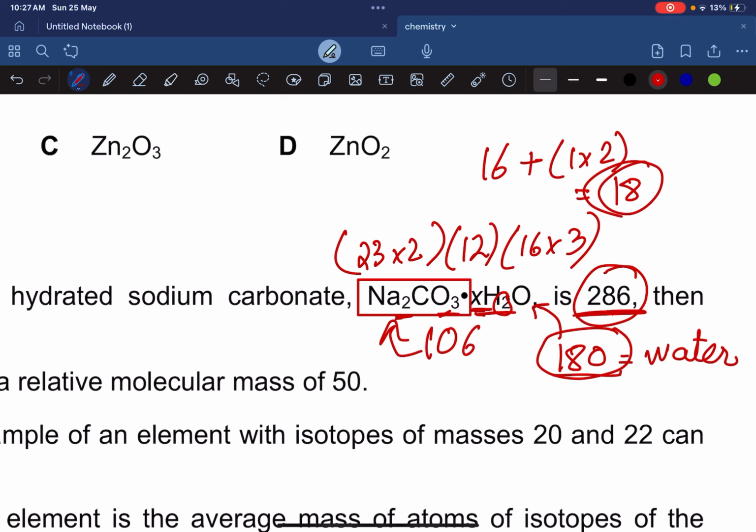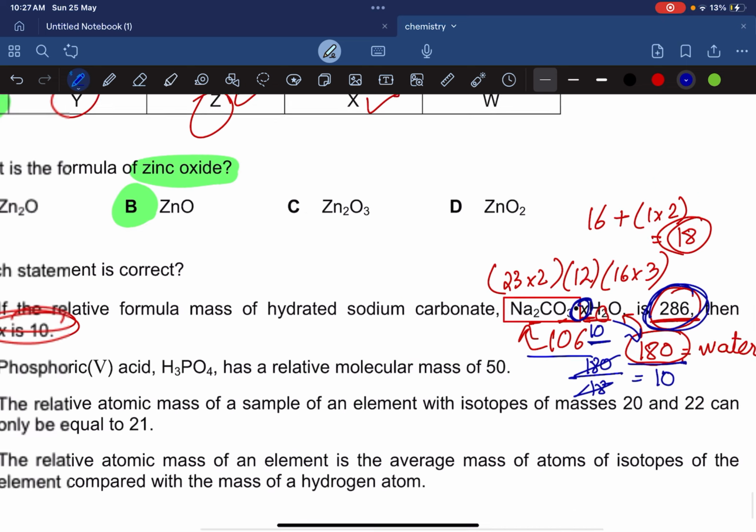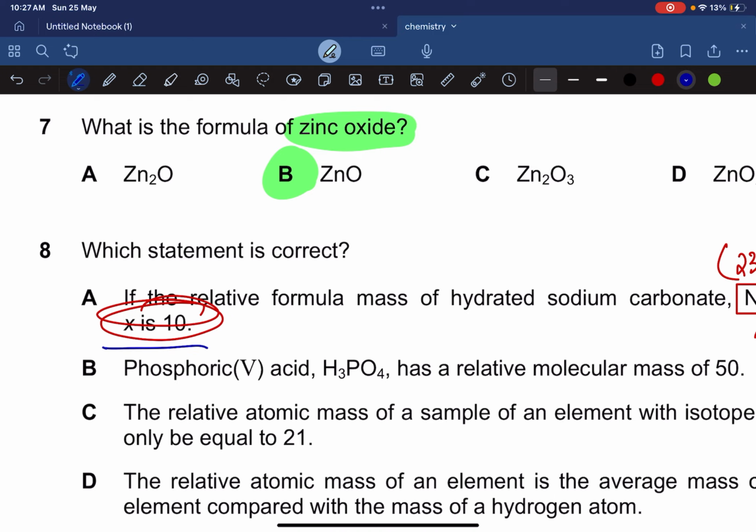So how many waters do you guys think you're going to have? 180 divided by 18, you're going to get the number of water that are going to be 10. So that means the value of this X is going to be 10. अगर आप 10 water लेंगे, that's how you're going to get 180. And if you add 180 with the mass of sodium carbonate, you're going to get a total mass of this, and that's correct. The X has to be 10, so that makes option A the correct option.